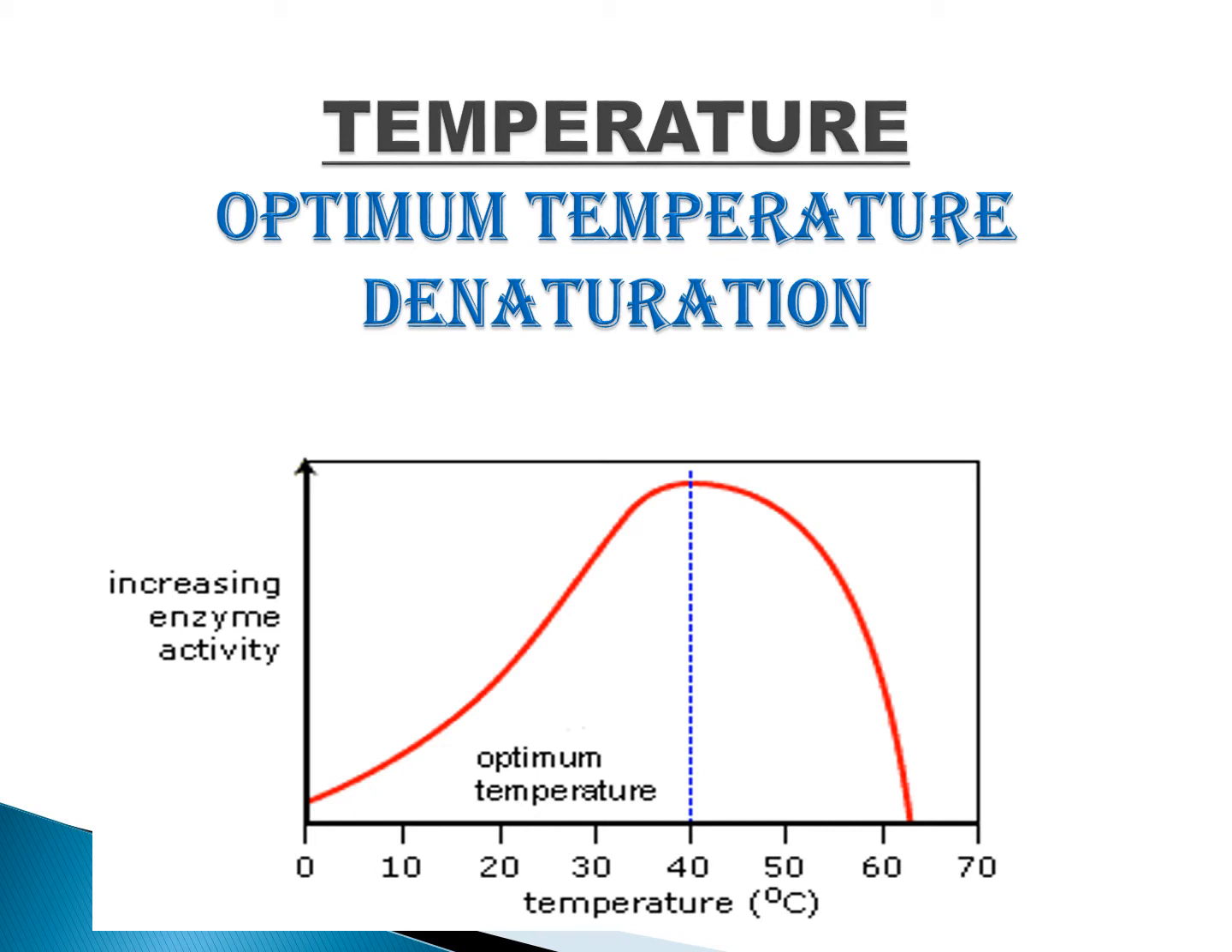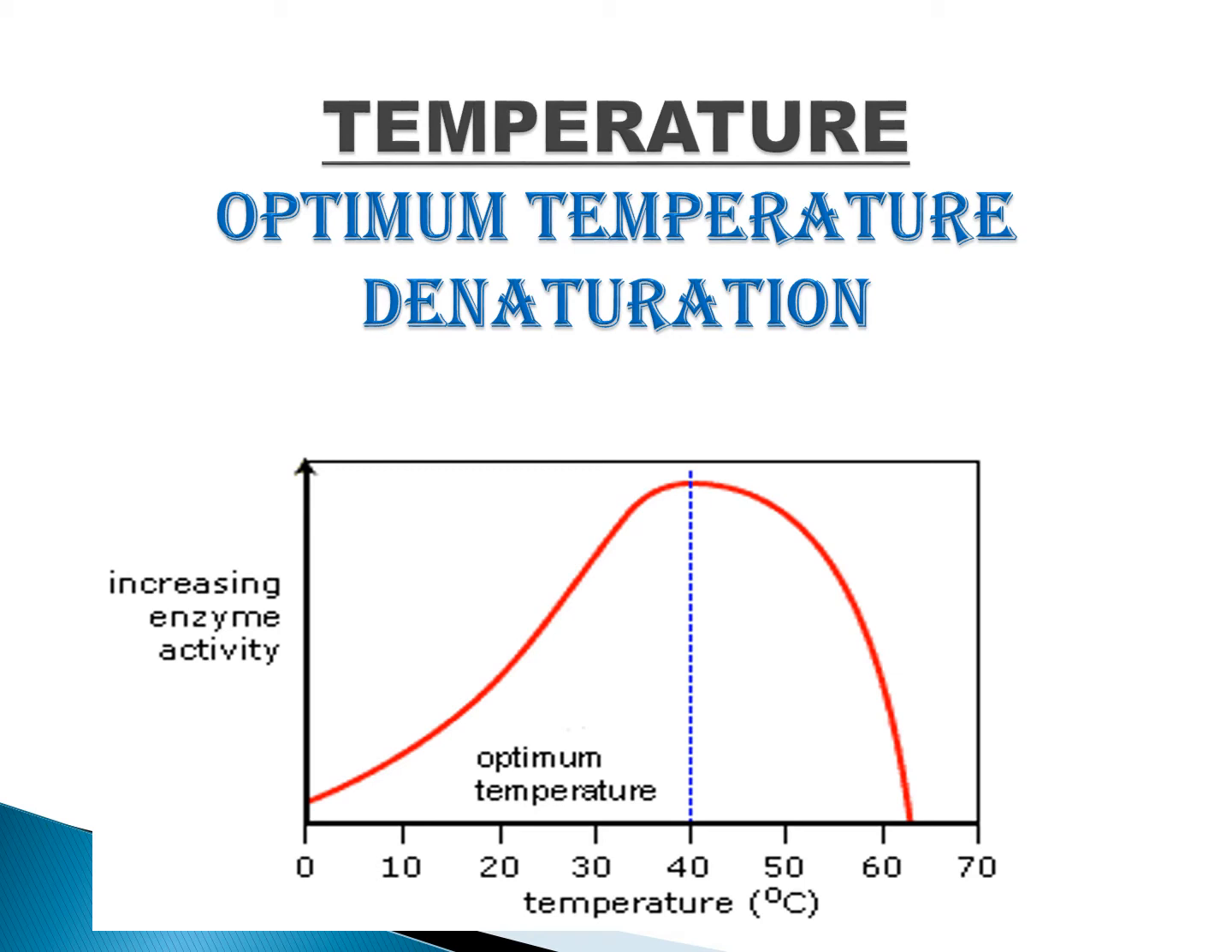So if the temperature increases beyond that optimum temperature, if it crosses 37 degrees Celsius and increases to like 39 or 40 degrees Celsius, then what happens? The enzyme activity starts to decrease. And why does it start to decrease? Because there is denaturation of enzymes. The globular structure of the enzyme is lost, and because of that, the enzymes get denatured.